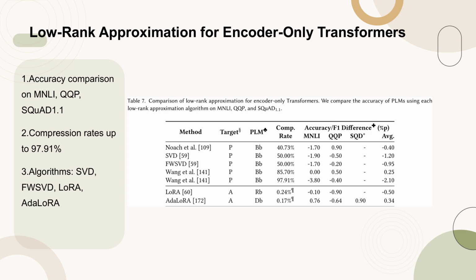Key algorithms evaluated include singular value decomposition, SVD, Fisher-weighted SVD, FWSVD, low-rank adaptation, LoRA, and adaptive low-rank adaptation, AdaLoRA. These methods are crucial for reducing the memory footprint and computational requirements of large language models while maintaining their performance.